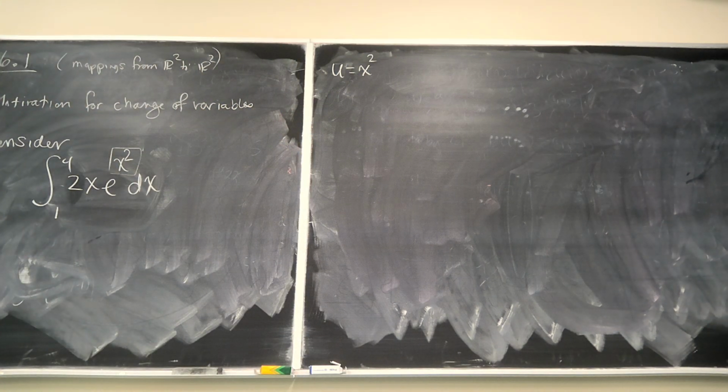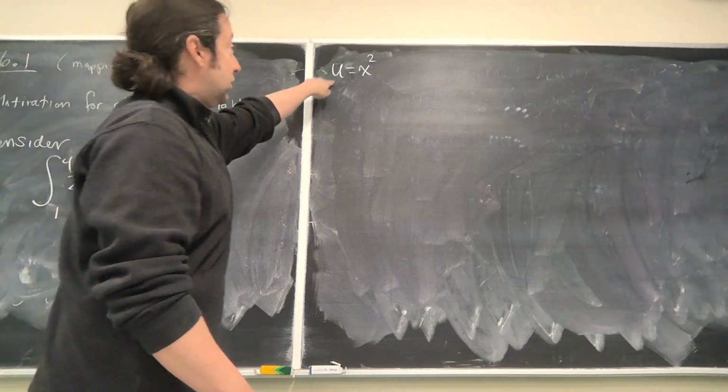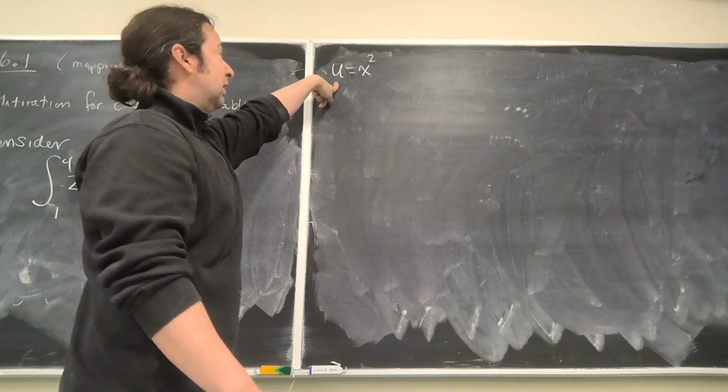Now, some of you learn this and some of you don't. This does induce a change of variables on the x that remains. So x is equal to the square root of U. That doesn't seem like you've really changed anything in a useful way by doing that. But let's just think about what this change of variables does to the function for a second.